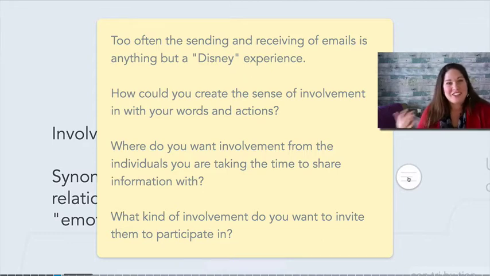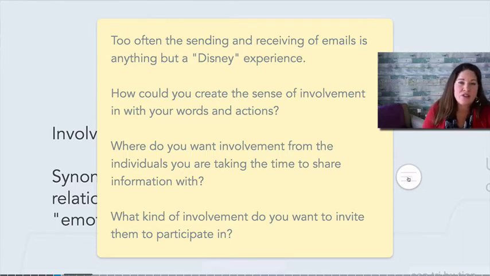So how could you create this sense of involvement with your words, with your actions? And another question you really need to ask is, where do you want involvement from the individuals that you're taking the time to sit down and write an email and send it out? What do you want them to do? What kind of involvement do you want them to participate in? Because we're going to reverse engineer that. Again, it's going to come down to our intent. Why are we doing this? What are the conversations that we want to have?